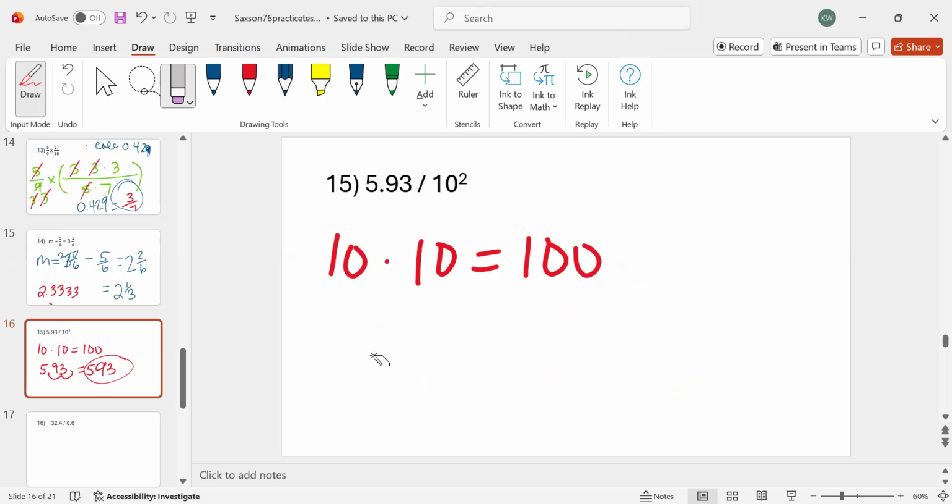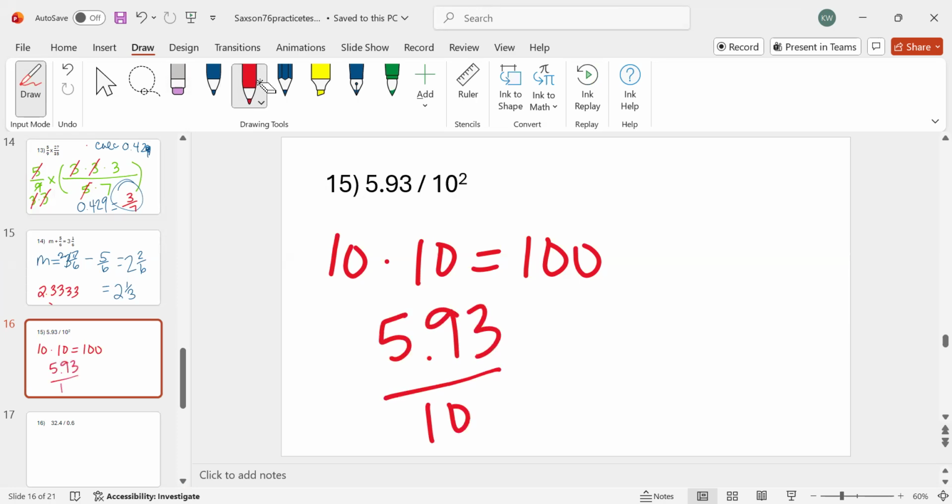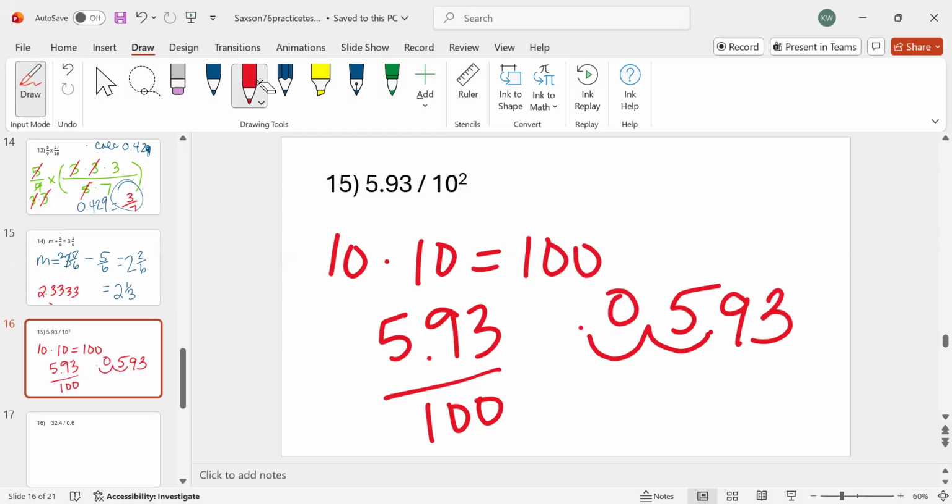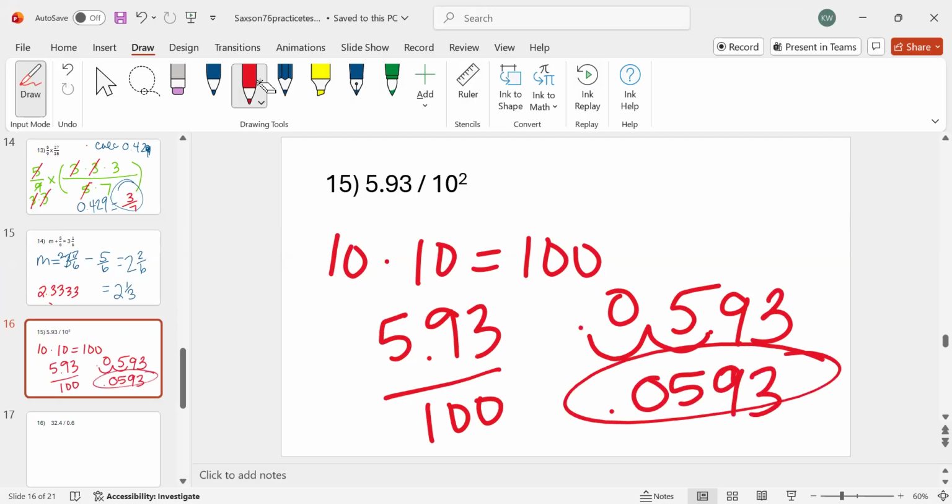Okay, so when you divide by 100, so this is 593 divided by 100, that means that we're going to move the decimal place 2 places to the left. So 5.93, there's the new decimal place. The new answer should be 0.0593. Let's give it a check.